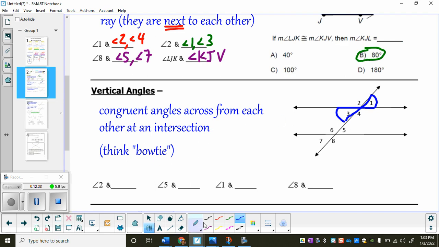Okay? So if we fill in some right here, let's just practice identifying. Angle 2 makes a bow tie kind of looking thing with angle 4. So 2 and 4 are vertical. All right, 5 and 7 are vertical. We already identified up here in blue that angle 1 and angle 3 are vertical. And last but not least, angle 8 is vertical to angle 6. All right? So as you're taking notes, just make sure you've got the definitions written down, and then write down the answers as we go through how to identify the different vertical angles.